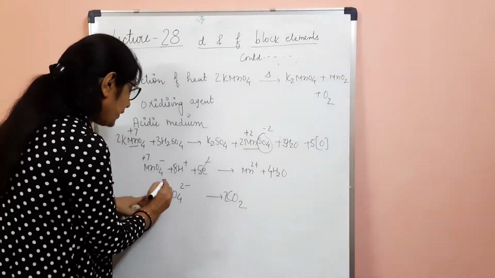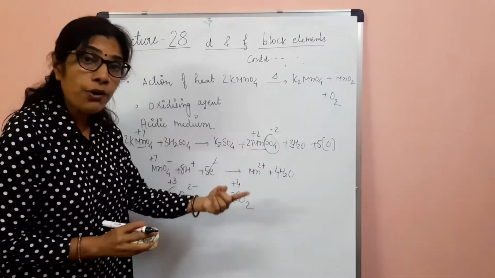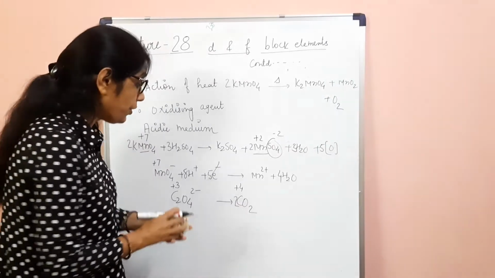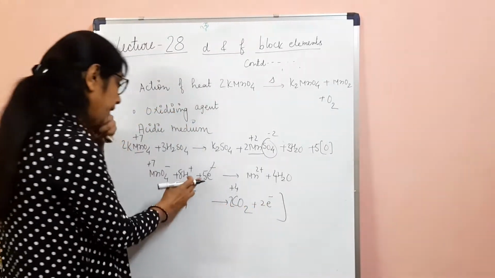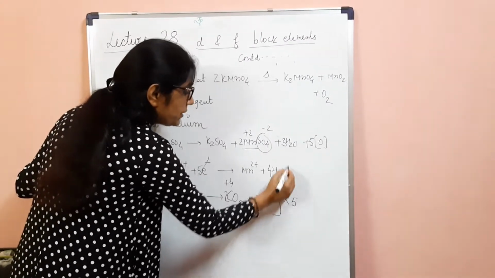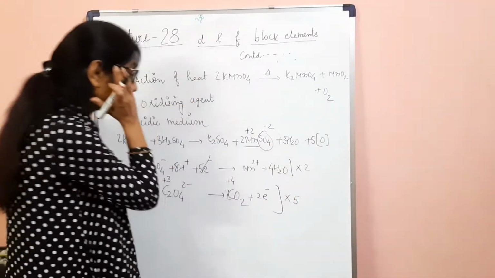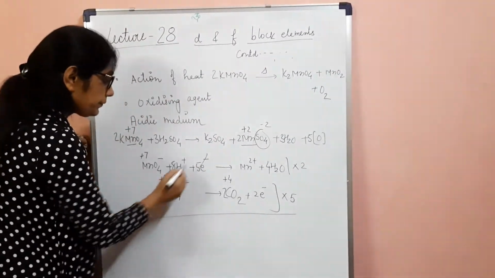Now here the oxidation state is +3, here +4. So for 1 mole of carbon, there is loss of 1 electron. For 2 moles, it would be 2 electrons. Now here 5 electrons are there, here 2. So we multiply this one with 5 and this one with 2, so that on either side 10 electrons are there.